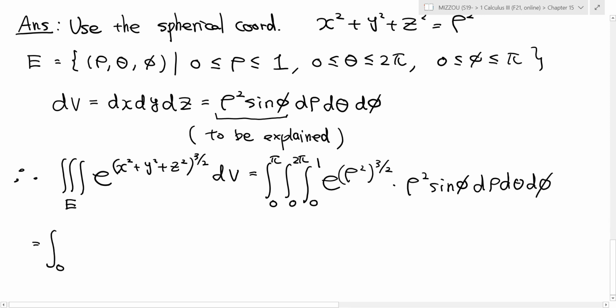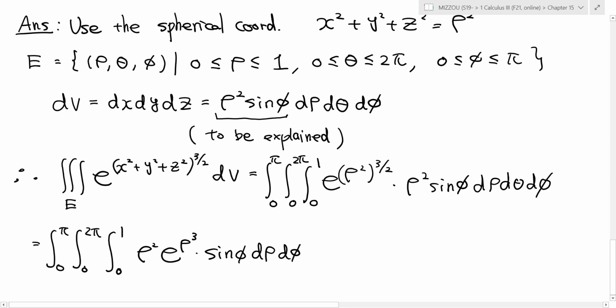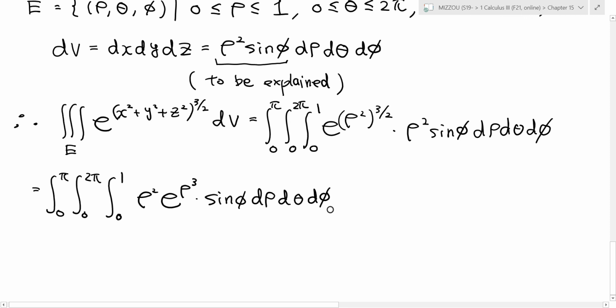The integral of phi from 0 to pi, theta from 0 to 2 pi, and rho from 0 to 1, of rho squared e to the power of rho cubed times sine phi, d rho, d theta, d phi. Okay. And then once you get to this, everything is just mechanical.